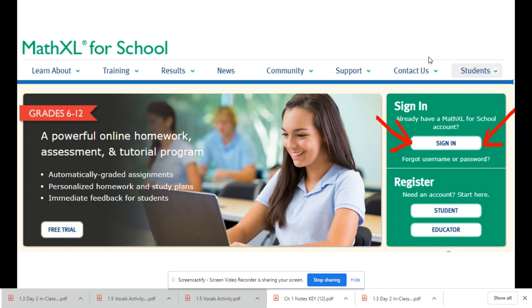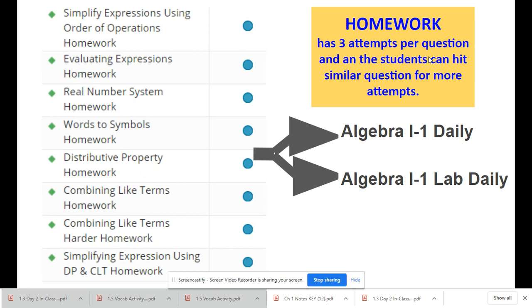Okay? So you'll go to the green sign-in button, you'll use the Math Excel username and password that I've created for you, and you'll access your account. Now, we've had 12 days of school so far, and since we meet every day for 90 minutes, we have quite a few assignments in Math Excel. We have one type of assignment that is homework.